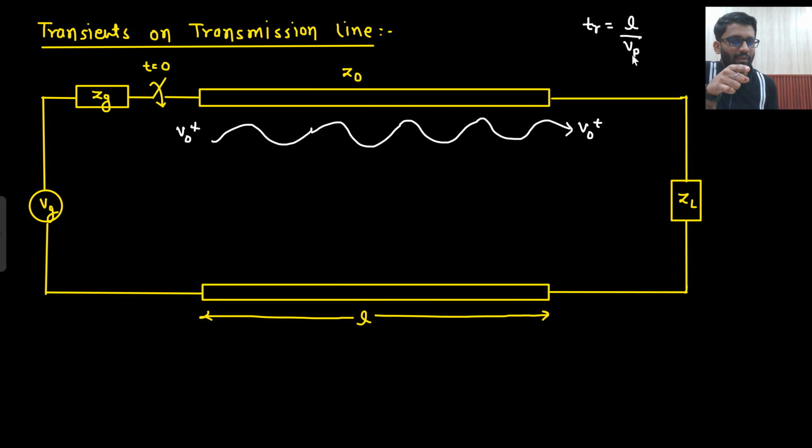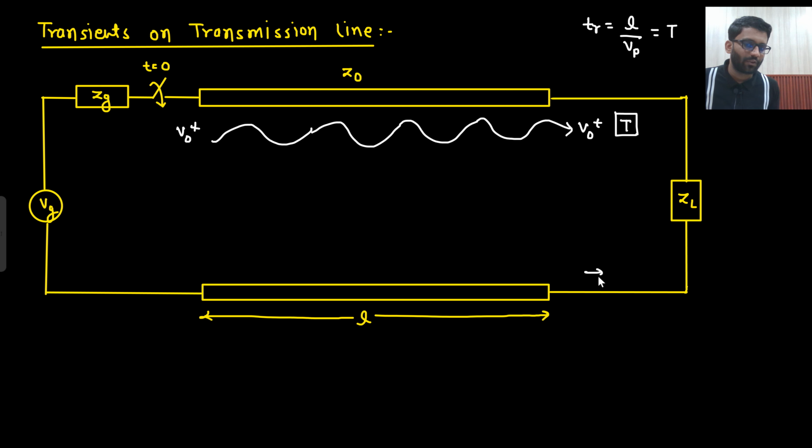What is the formula of Vp? That also you know: omega by beta. And L is simply the length. So this transit time will depend on the speed and also on the length. So it will take a finite time to reach here, and that time I am denoting as t, not tr. So at time t you will have V naught plus at the load. Now what will this load do?